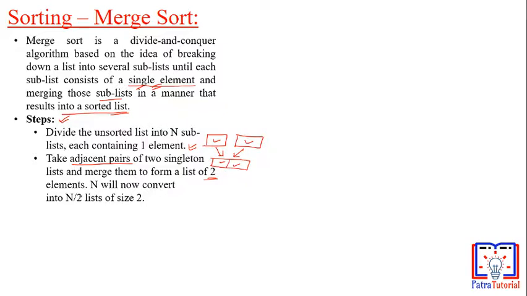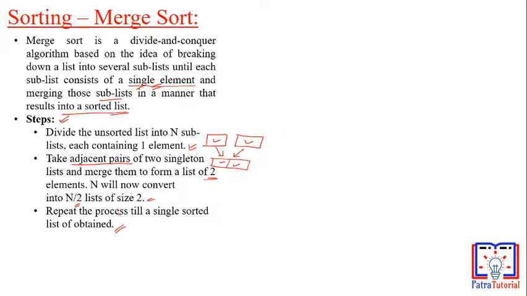Suppose there are n elements in the original list. After dividing it into sublists, how many sublists will we get? n by 2 lists of size 2. The third step is to repeat the process till a single sorted list is obtained. It is better to discuss these points with an example, because if I tell you only theoretically, it will be very difficult to understand.